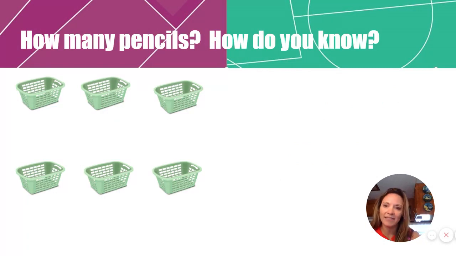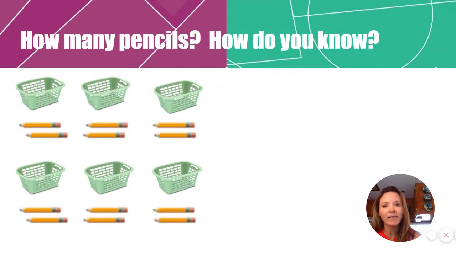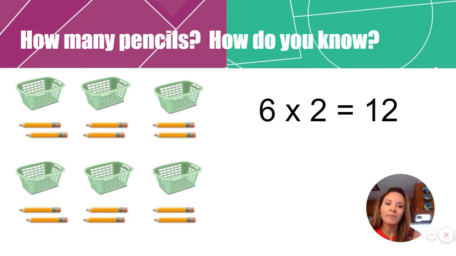Here I have 6 baskets. Imagine that there are 2 pencils inside of each basket. How many pencils are there, and how do you know? Since there are 6 baskets with 2 pencils in each basket, there are a total of 12 pencils. 6 times 2 equals 12.